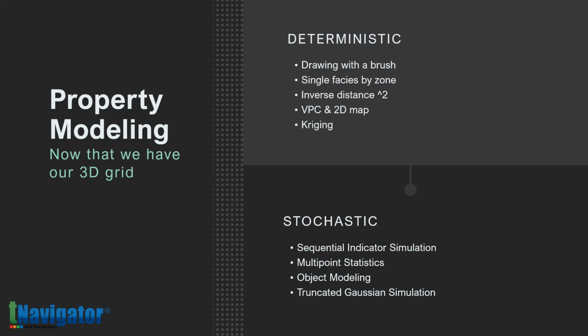The one that we're going to be focusing on is multi-point statistics in the next section, but there's also SIS, object modeling, and truncated Gaussian simulation. Now, sometimes even though you're in a stochastic modeling project, it can be worthwhile to go through with an initial pass on a deterministic model because it's quick and easy to do, and it can show you some potential busts that you might have with the data.